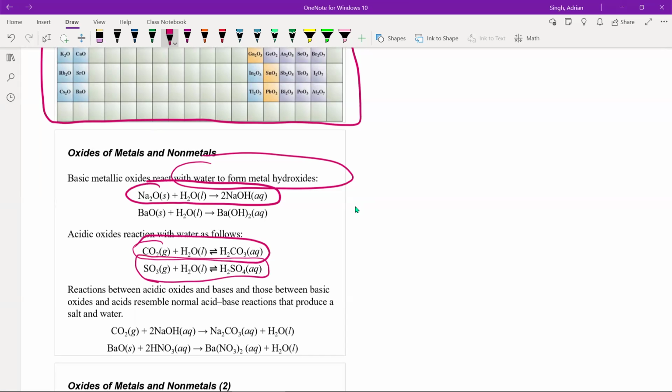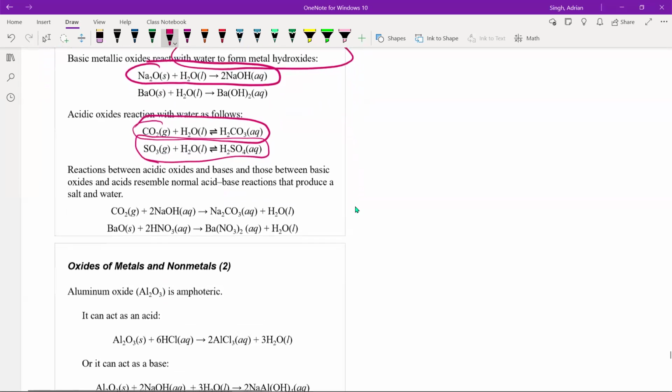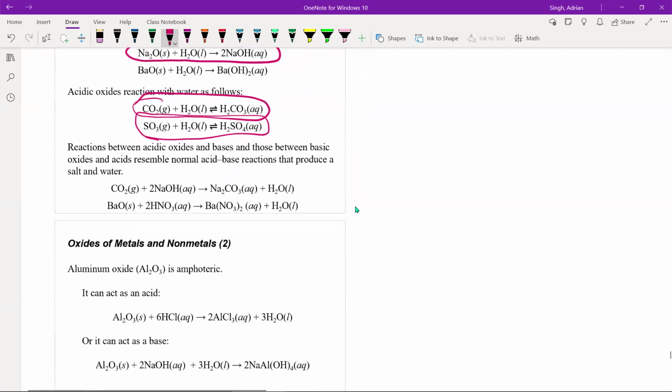So typically, your metal oxides are basic to form metal hydroxides when they react with water. Your non-metal oxides react with water to produce acids. They tend to be acidic. If you react your acidic oxides and your basic oxides, or your bases, those would resemble your typical normal acid-base neutralization reactions where a salt and water is produced at the end.